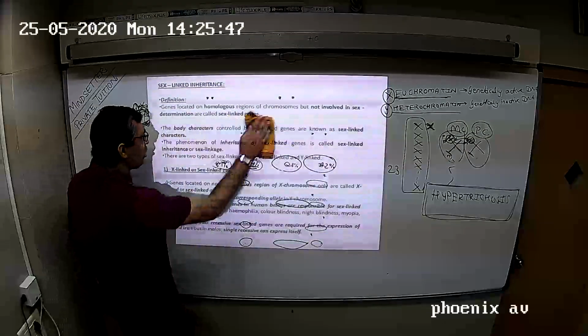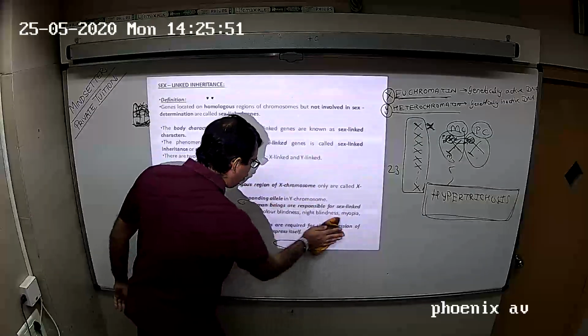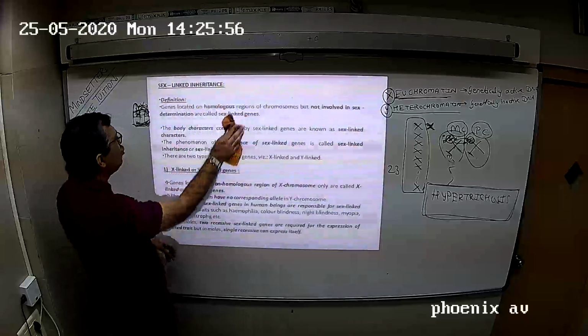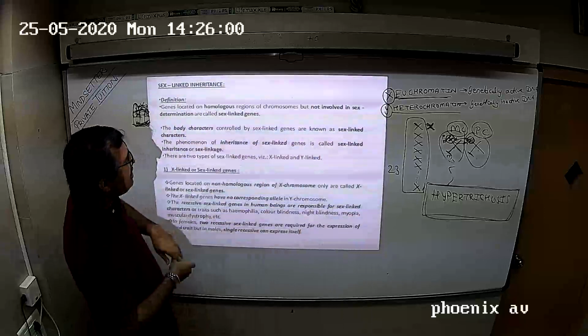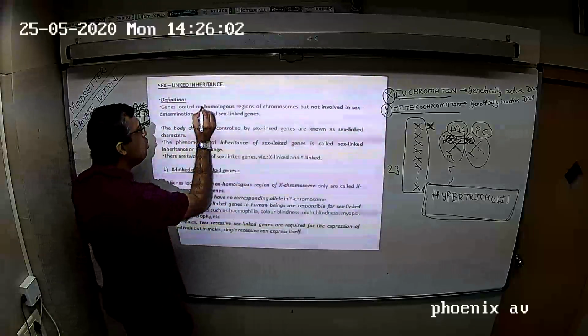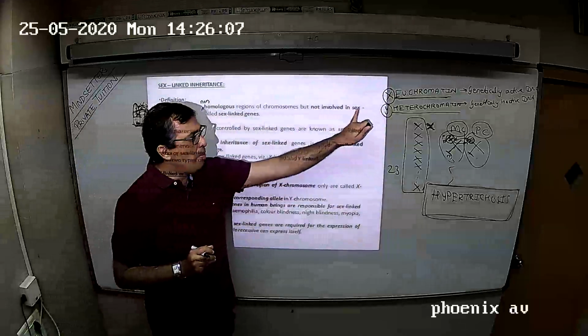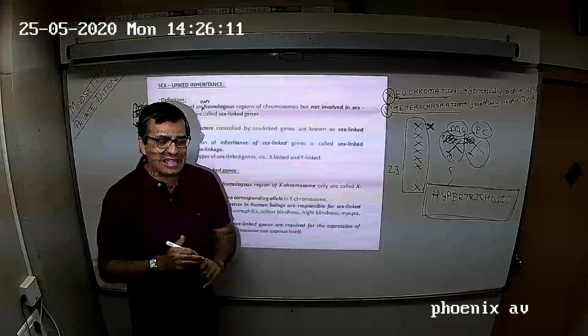Well, we just talked about it. और आपके notes में एक छोटा सा change कर देना है. So please make a small little change. Sex-linked inheritance, genes located on the non-homologous regions of chromosomes but not involved in sex determination are called sex-linked genes.